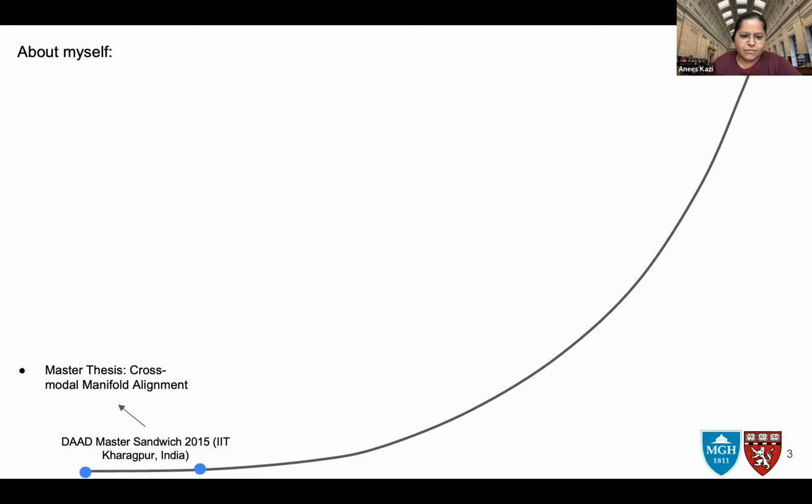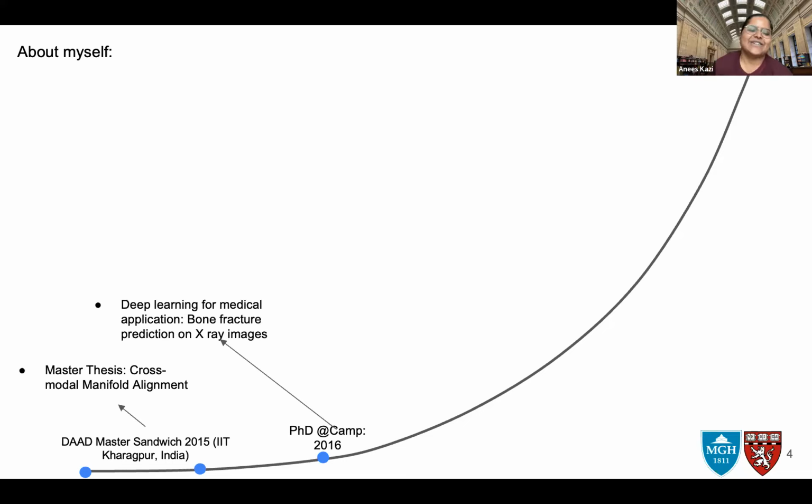I did my master thesis with Professor Nassir Navab working on cross-modal manifold alignment. So basically, since my master's, I've been involved in manifolds and graphs and so on. I really love this topic and I love to talk about it also. I started my PhD in 2016, also at the Chair for Computer-Aided Medical Procedures and Augmented Reality. The short form is CAMP, that is from Professor Navab.